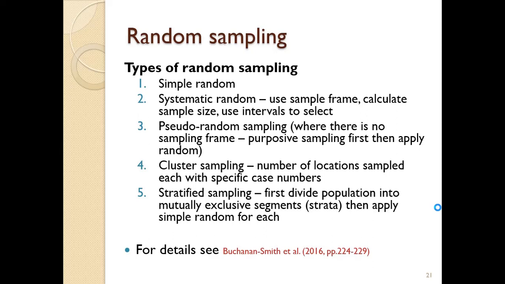You have cluster sampling, where a number of locations are sampled, each with specific cases. Maybe you want to do clusters of zones, of refugee zones in the camps and so on. Stratified sampling, whereby you first divide the population into mutually exclusive segments, and then you apply simple random sampling to select from each of those strata.